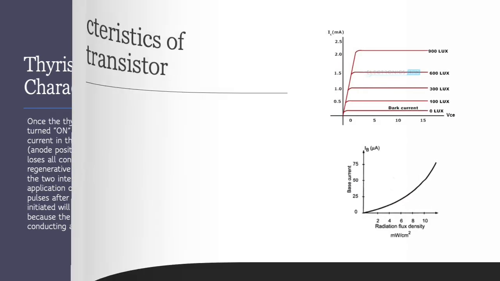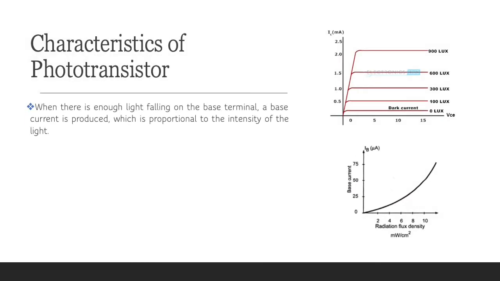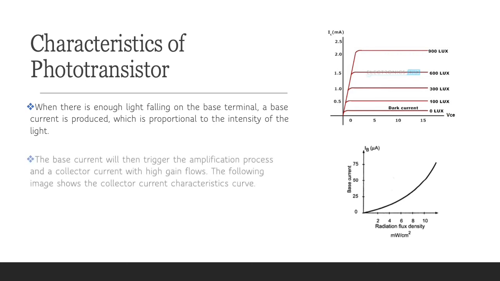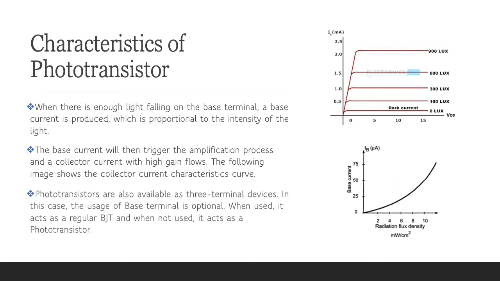And characteristics of a phototransistor. When there is enough light falling on the base terminal, a base current is produced, which is proportional to the intensity of the light. The base current will then trigger the amplification process and a collector current with very high gain flows. The following image shows the collector current characteristics curve.